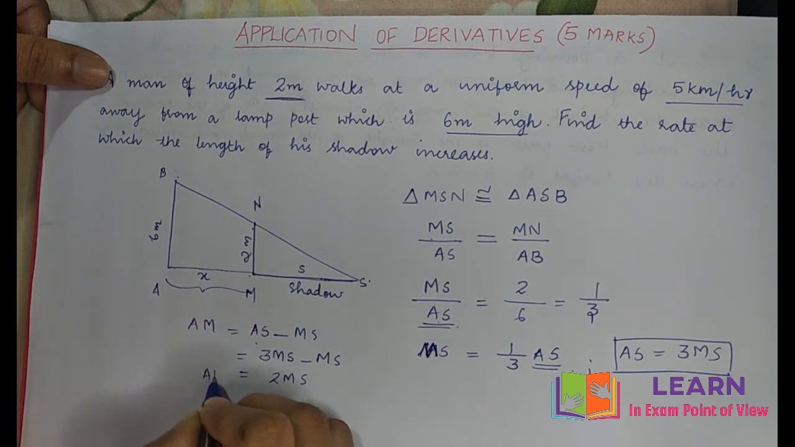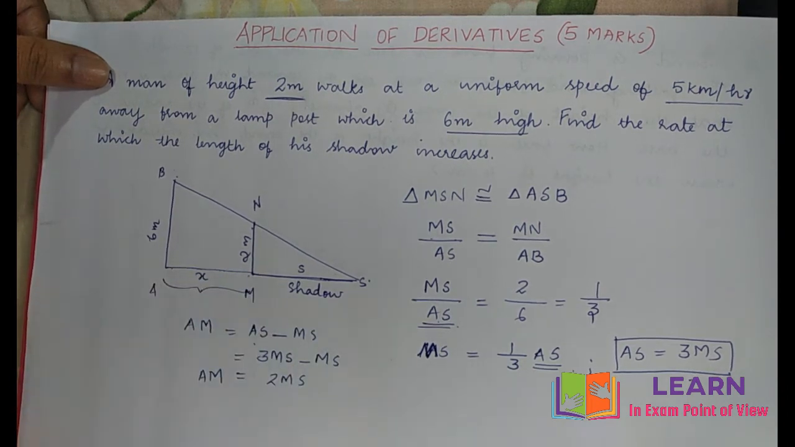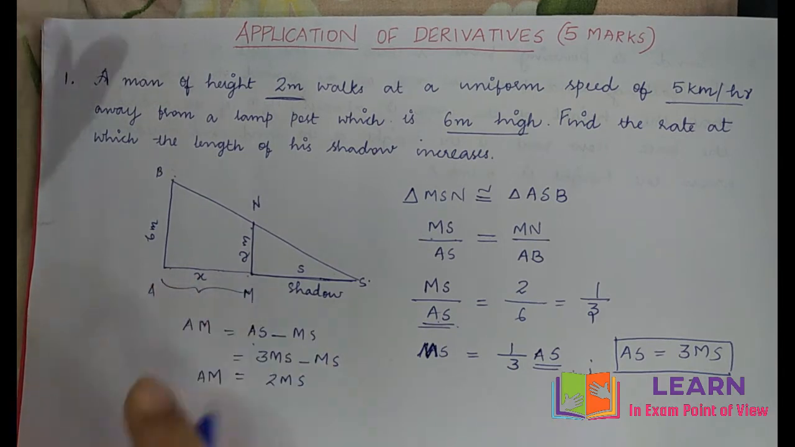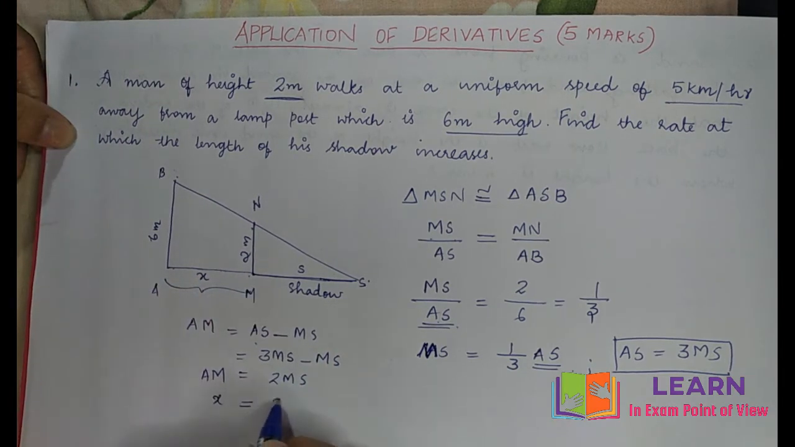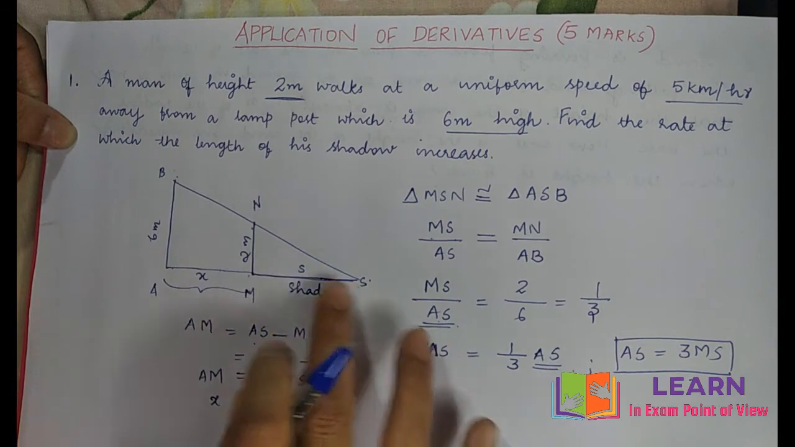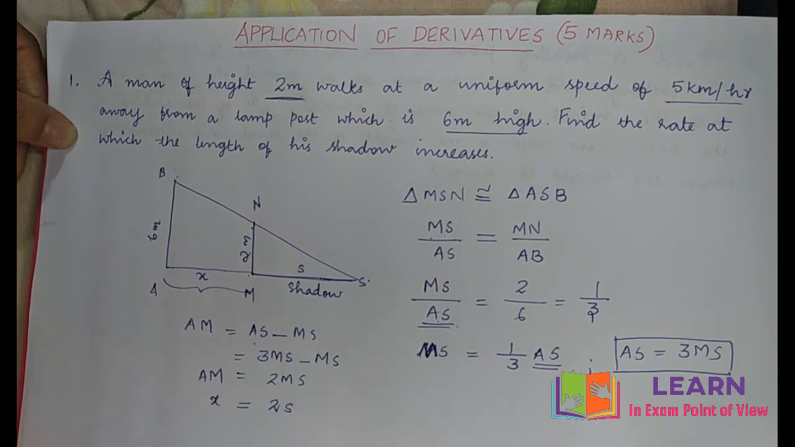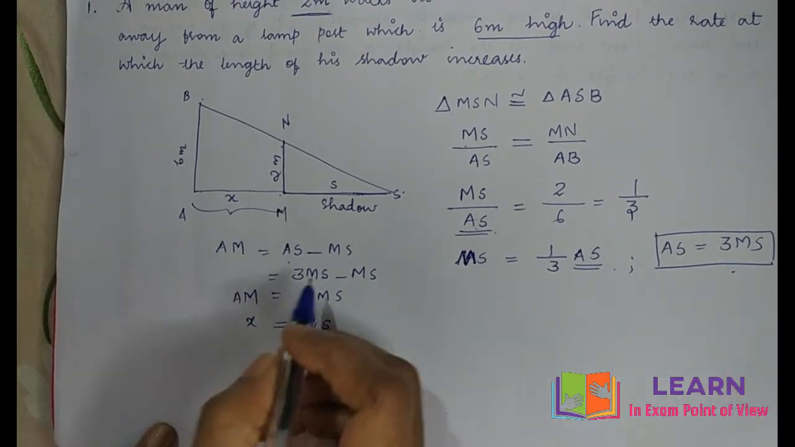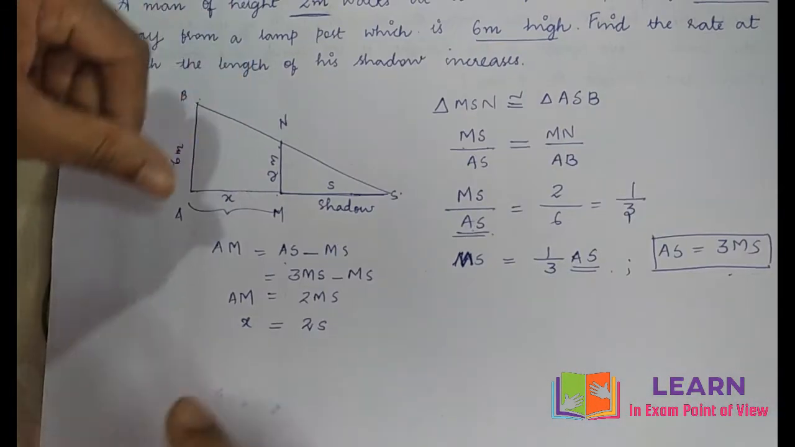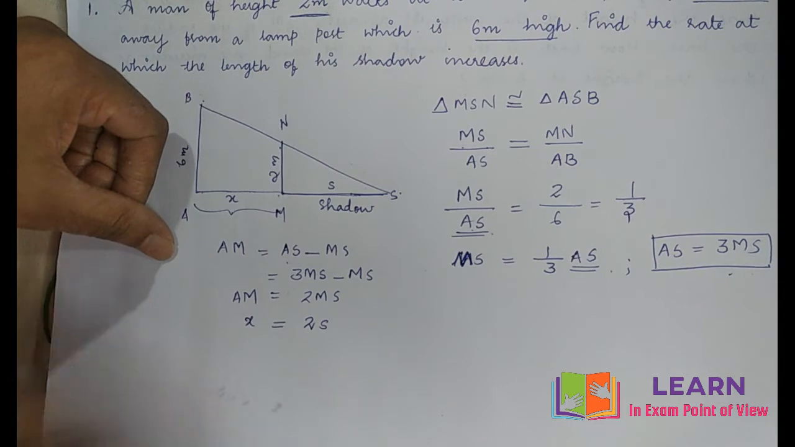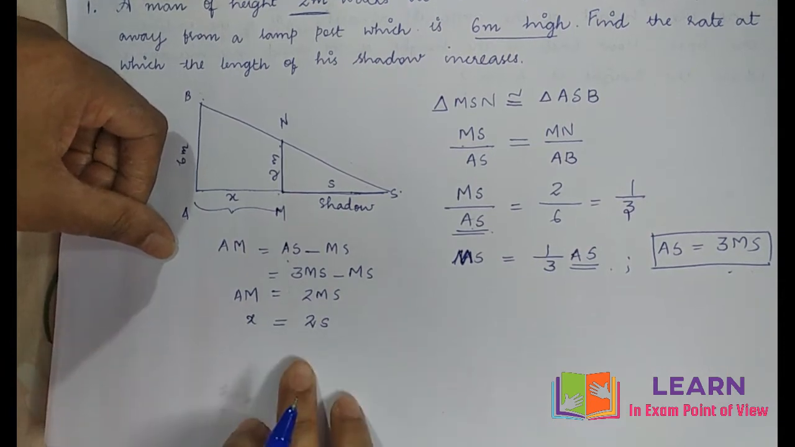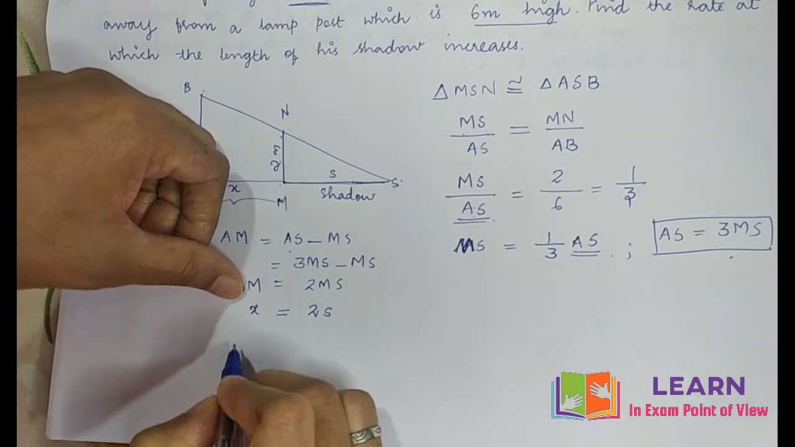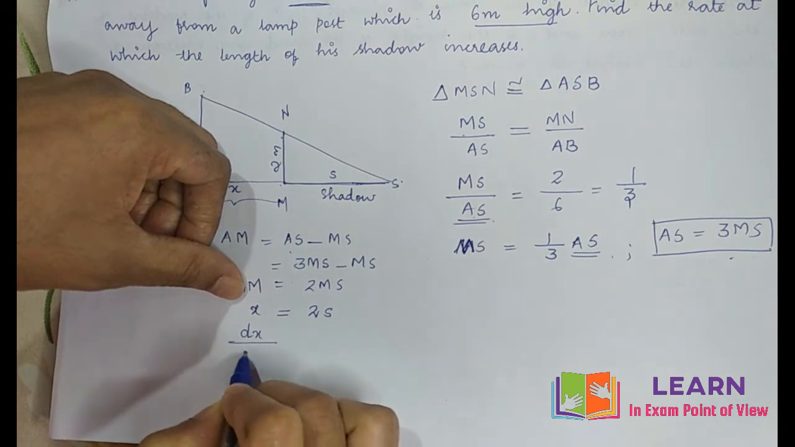So AM is 2 MS. AM we can denote as X. X equal to 2 MS, with small s for the shadow. Now it will be easy to differentiate. Now with respect to time we can differentiate X.